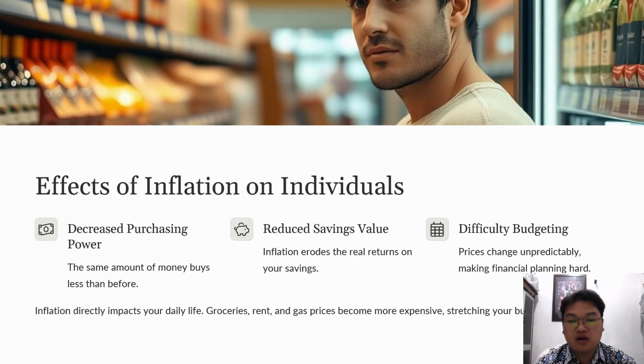Effect of inflation on individuals. First, decreased purchasing power. The same amount of money buys less than before. Second is reduced saving value. Inflation erodes the real returns on your savings. And the last one is difficult budgeting. Prices change unpredictably, making financial planning hard. Inflation directly impacts your daily life. Groceries, rent, and gas prices become more expensive, stretching your budget thin.